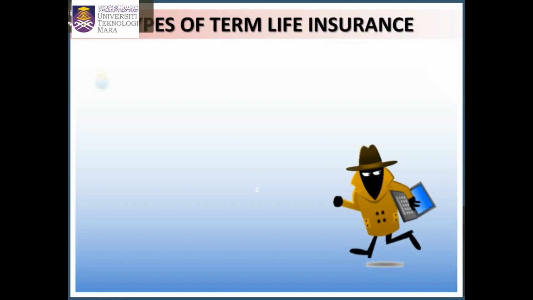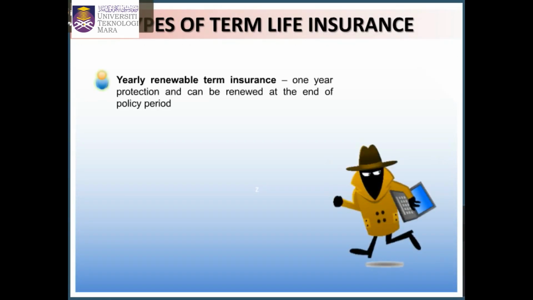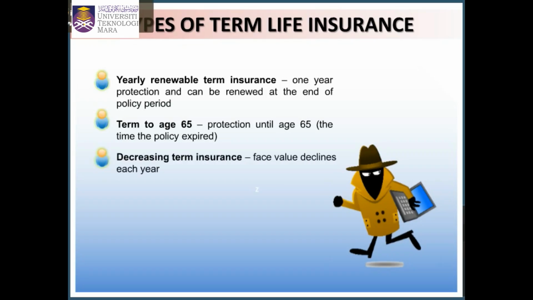Types of term life insurance. Yearly renewable term insurance, 1-year protection and can be renewed at the end of policy period. Term to age 65, protection until age 65, the time the policy expires. Decreasing term insurance, face value declines each year.